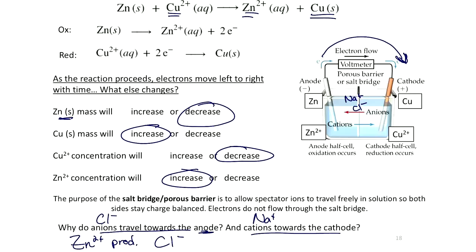And the same idea for the cathode. At the cathode, that copper reaction is happening. And so cations will move towards the cathode because you're consuming copper 2 plus, and so you're basically removing positive charge from that compartment, and so sodium cations will move towards that direction in order to make up that loss of positive charge. So that's a small detail there. Right, and so these anions and cations moving, it's not zinc 2 plus and copper 2 plus that are moving, it's actually smaller spectator ions that are moving between those compartments.